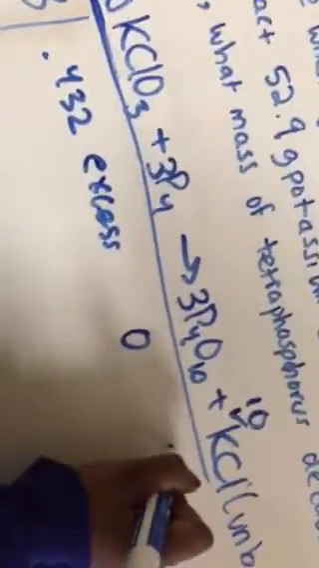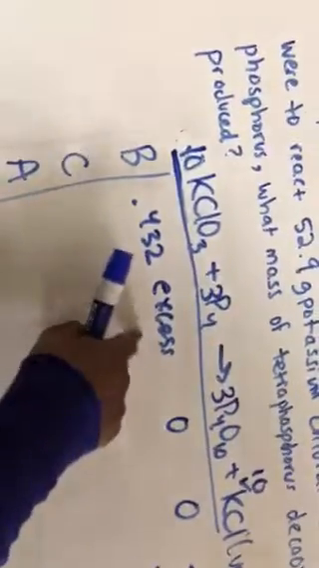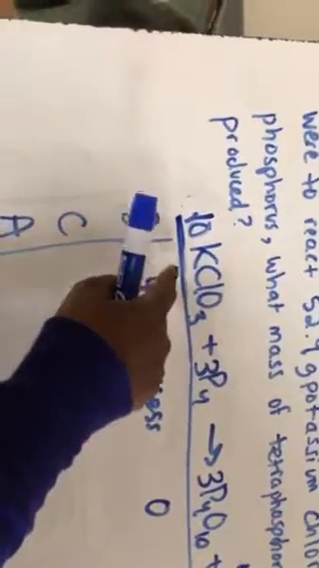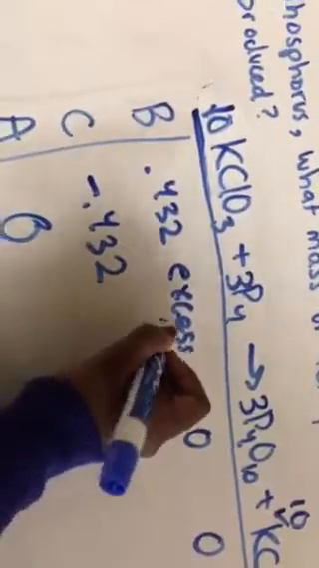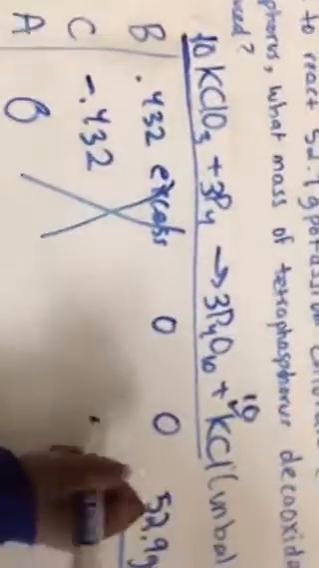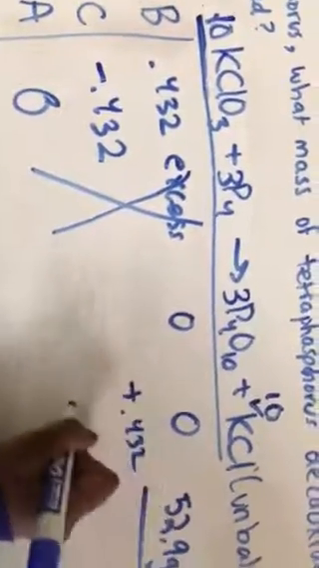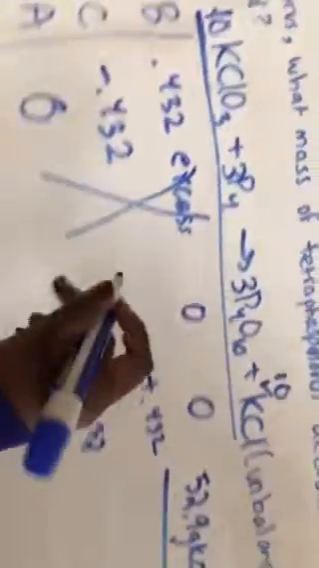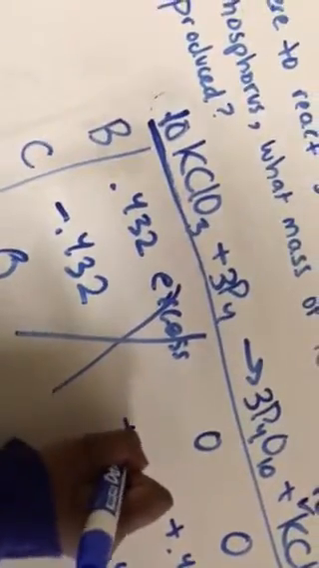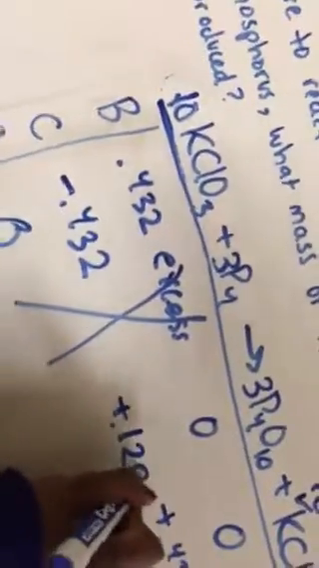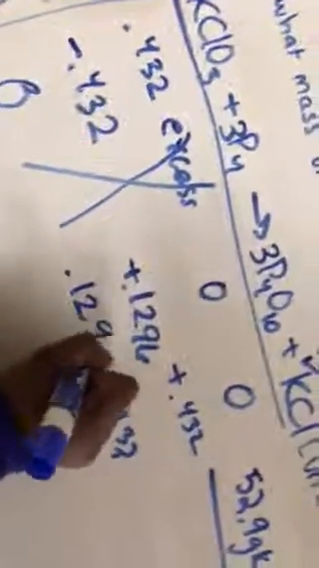We know that our products start off as 0. Since we know this is the excess, we can figure out that this is the limiting reactant. So we're going to use all of it up, and we're left with 0 reactants for KClO3. We don't have to focus on the excess right now, so I'm just going to ignore that. We'll add 0.432 here, gives us 0.432 moles for KCl, and for this one we're adding 0.1296 if I'm correct. Yes, ignoring sig figs for now because we're not finished with everything. So that gives us 0.1296.